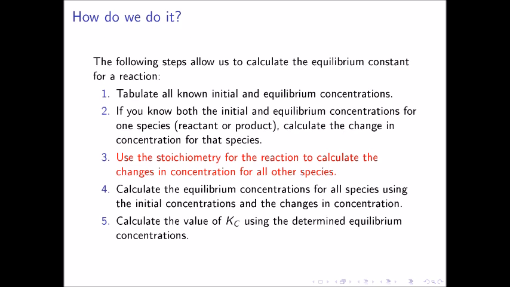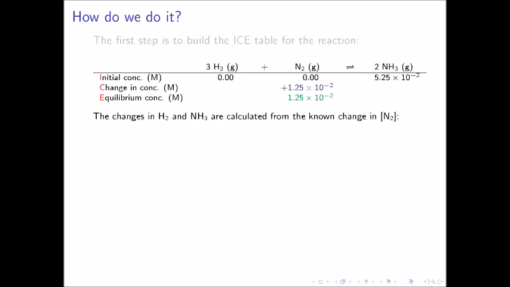Again, step 3 uses the stoichiometry for the reaction to calculate the changes in concentration for all other species. This time we are calculating the changes in H2 and NH3 using the known change in concentration in N2. For the change in H2 concentration, we begin with the 1.25 times 10 to the minus 2 molar change in nitrogen concentration. According to the chemical equation, for every 3 moles of H2 that are consumed, we also consume 1 mole of nitrogen. This provides us with our stoichiometric factor of 3 to 1. When we multiply, we find that our change in H2 is 3.75 times 10 to the minus 2 molar.